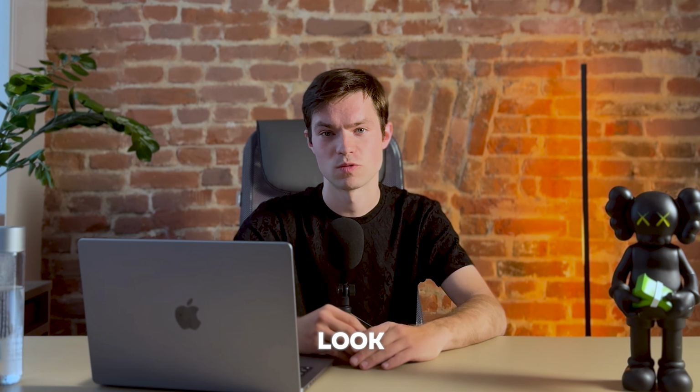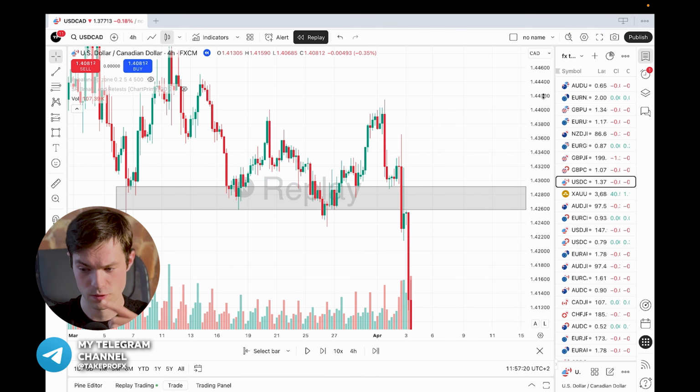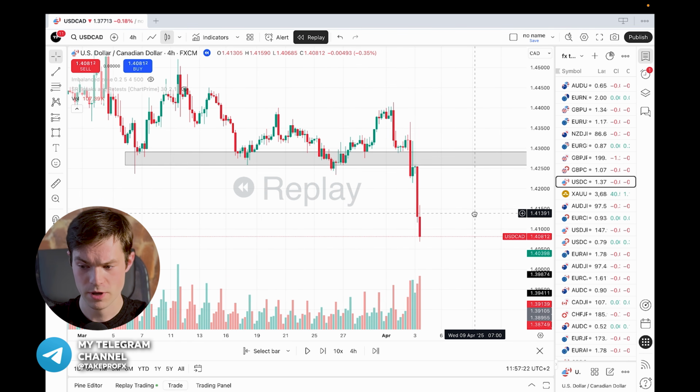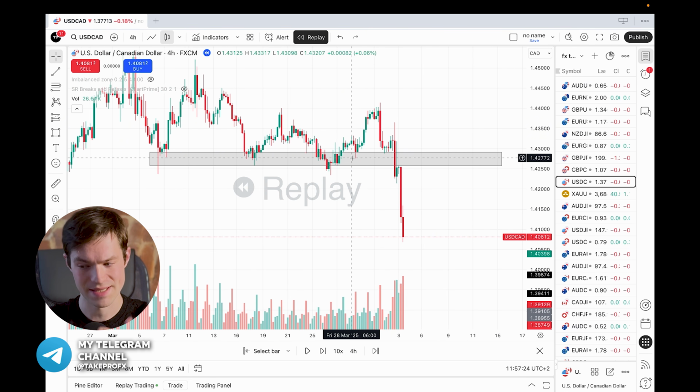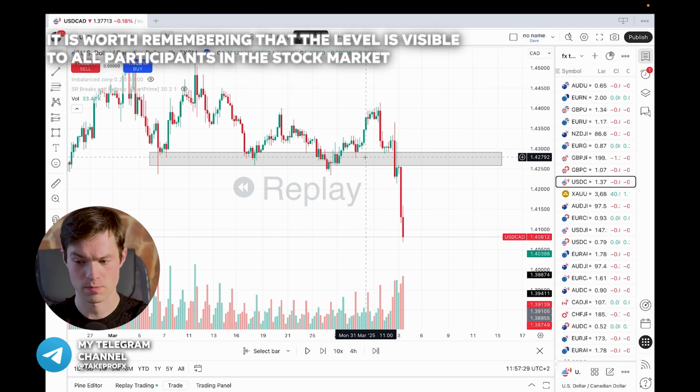And now I will answer the question of why we initially look for levels on the higher time frame. My friends, the thing is that in order to really distinguish a level breakout from a correction, we must understand that this level is visible not only to us, but also to all other stock market participants.